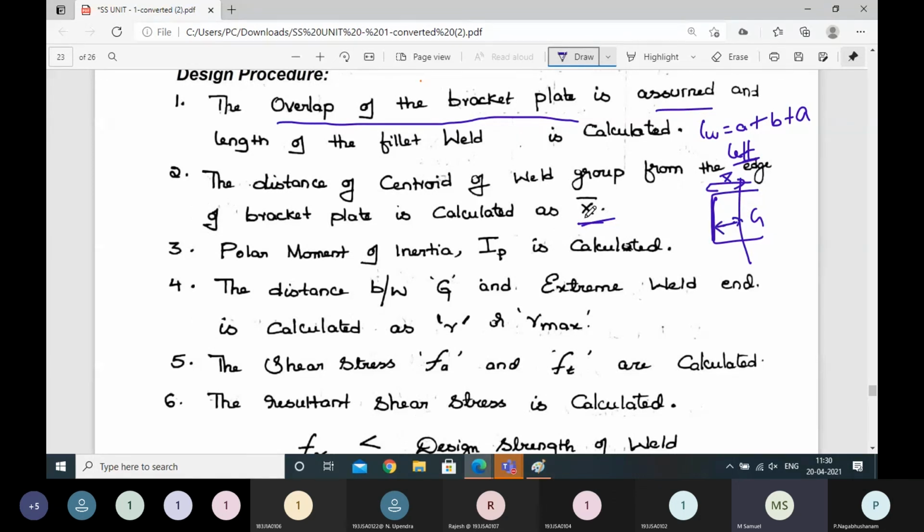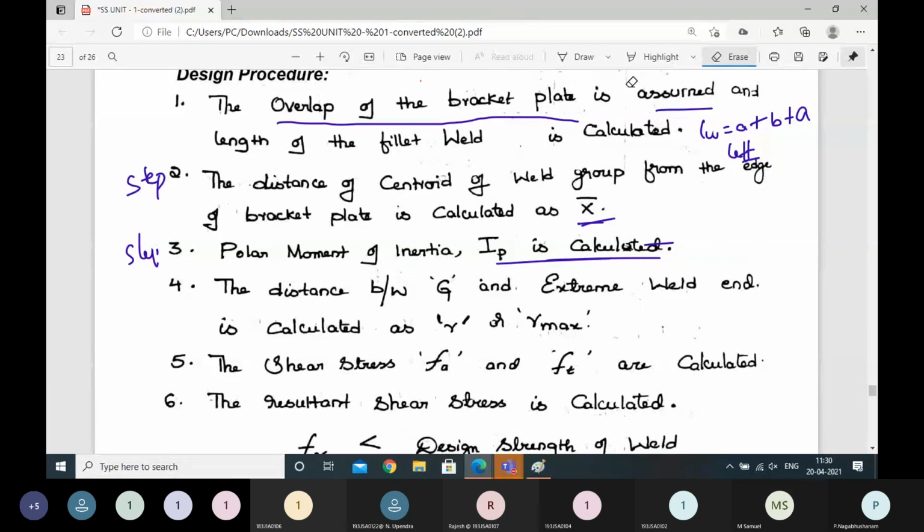Okay, so we will see how we are going to calculate that. That is step 2. This is step 2. Next, step 3. Polar moment of inertia, IP is calculated. IP polar moment of inertia or Z, I mean sorry J. J is equal to IXX plus IYY. This is step 3.